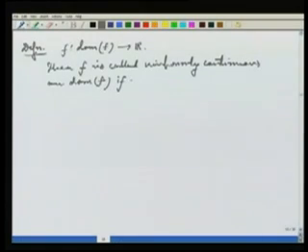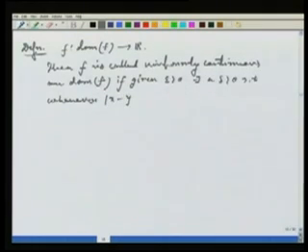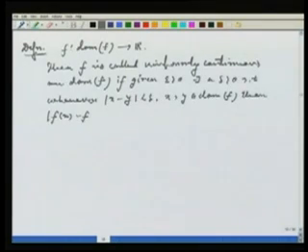if given epsilon bigger than 0, there exists a delta bigger than 0 such that whenever mod of x minus y is less than delta for x, y in domain of f, then mod of f(x) minus f(y) is less than epsilon. That is, you take any 2 points x, y such that mod of x minus y is less than delta where x and y are in the domain of f, then mod of f(x) minus f(y) is always less than epsilon.